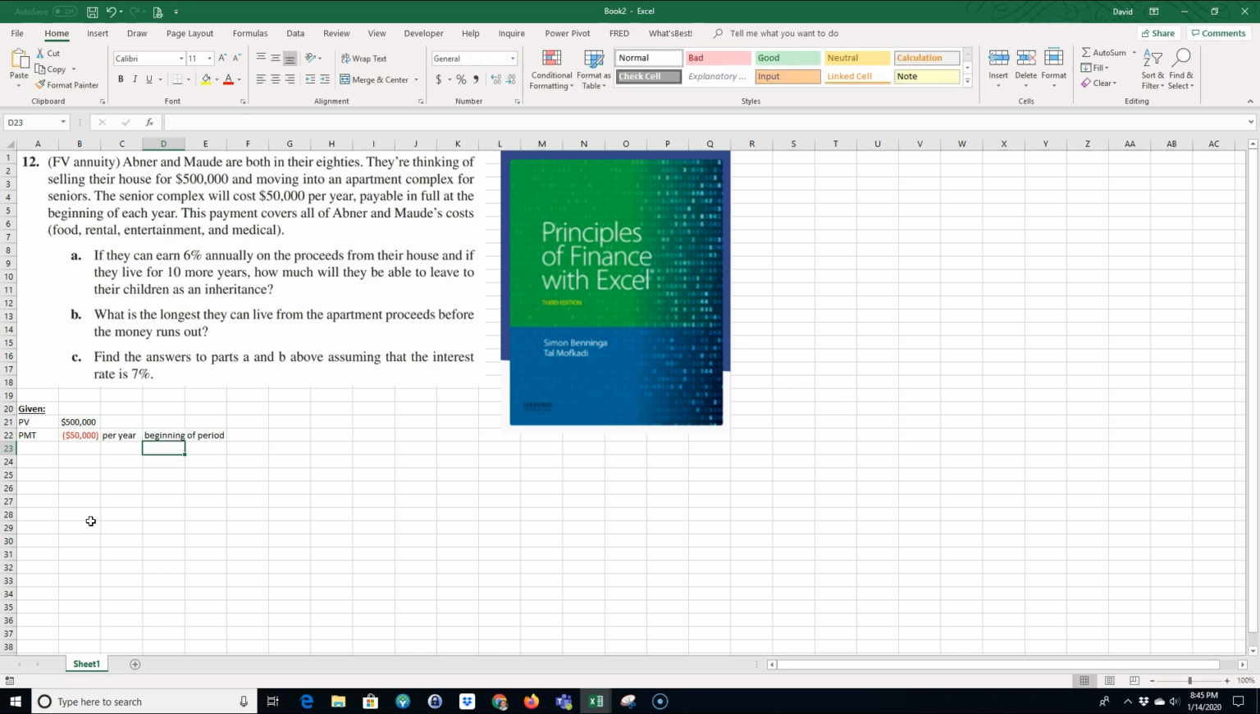So this is like an annuity, and it's a beginning-of-period annuity because it's payable in full at the beginning of each year. So right when they move in, they're going to get this money, and right when they move in, they're going to pay $50,000. If you think about it, they're going to be out $450,000 the first year. But the way we model this problem in Excel is a little bit different. That's basically what we're given, and what we want to find.